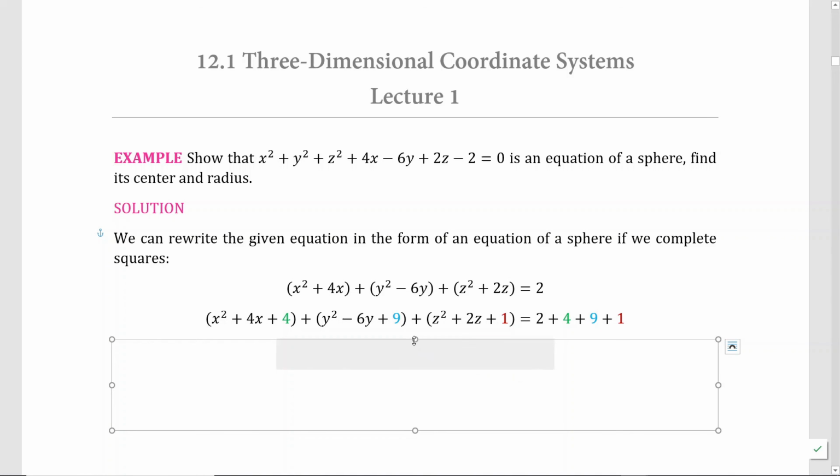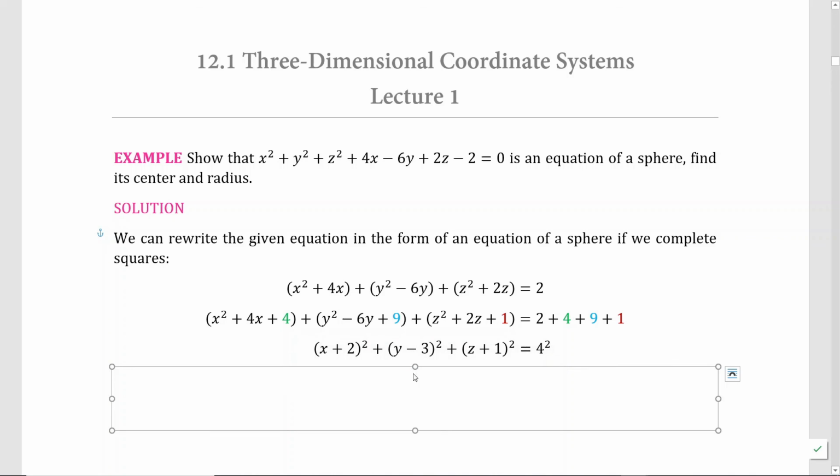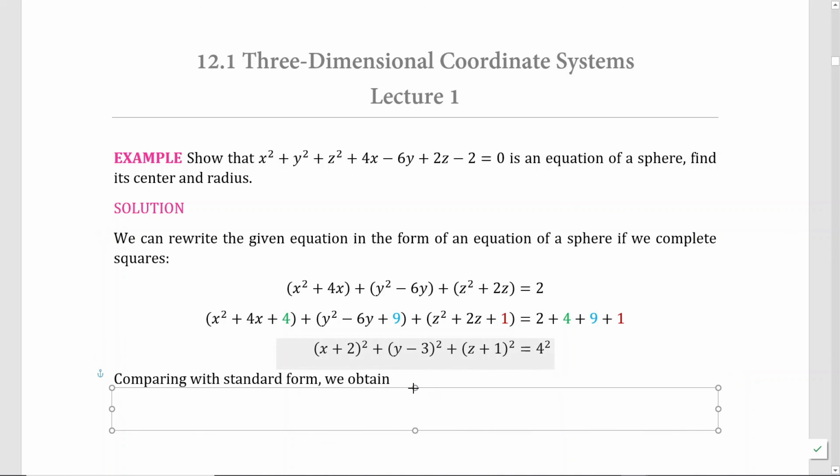So the first group simply becomes x plus 2 all squared, and the second group becomes y minus 3 all squared, and the third group becomes z plus 1 all squared. And the right-hand side simply becomes 16, which can be written as 4 squared. Now this is an equation of a sphere. If we compare this equation with the standard form, we see that h here is -2, k here is 3, and l here is -1, and the radius is 4 units.